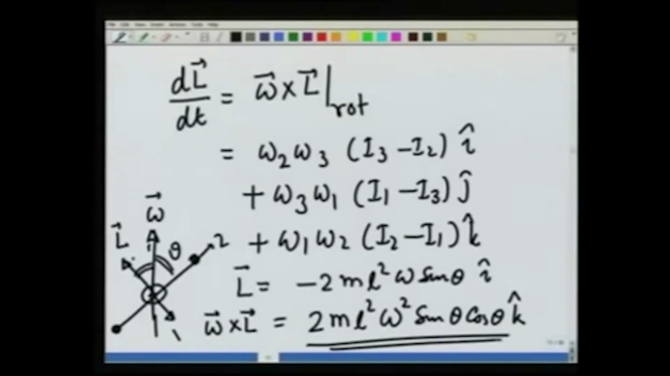Do we get the same answer from this? Of course. You can see omega 3 is 0. So, the first term and the second term are going to give me 0. The third term gives me omega 1 times omega 2 times (I 2 minus I 1). I 2 is 0, so it comes out to be I 1, which is 2 m L square, with a minus sign, times omega 1. Omega 1 is minus omega cosine theta, so that comes out to omega cosine theta. Omega 2 is omega sin theta, another omega sin theta, and the answer.